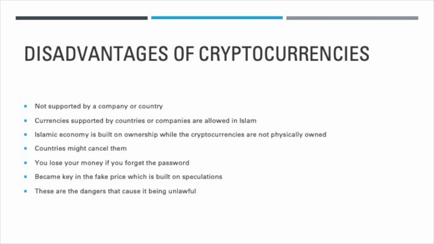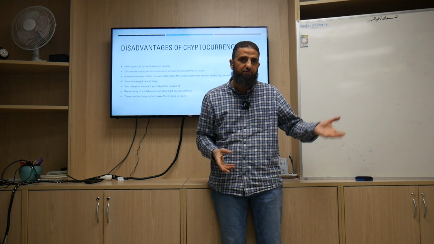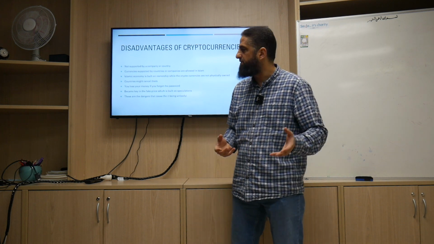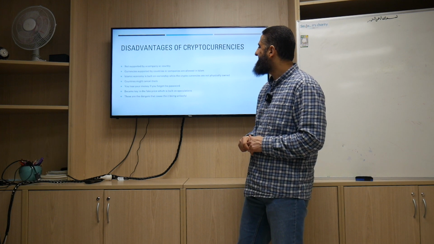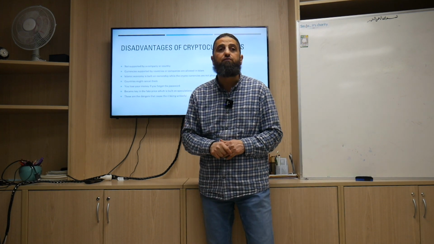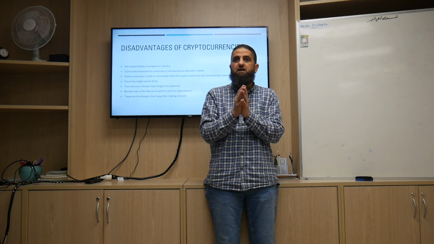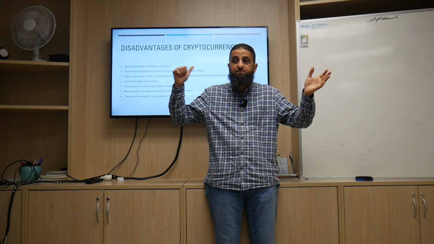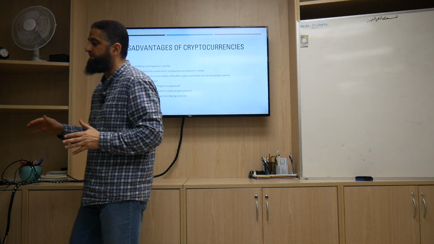Another key point is the fake price, which is built on speculation. All of the prices of the cryptocurrencies are fake. They are built on news, fake news. They are built on demand and offer in the market and so on. These are the dangers that cause this to be unlawful. So the cryptocurrencies, if they are as we have described, are unlawful. You cannot use them or work with them.